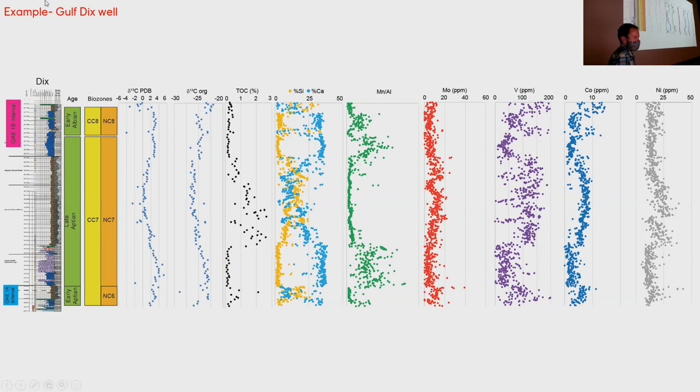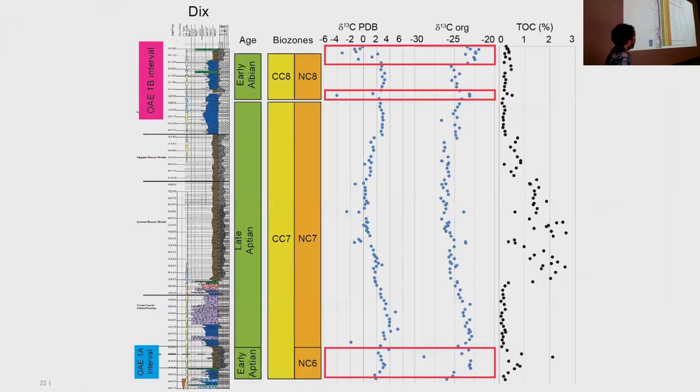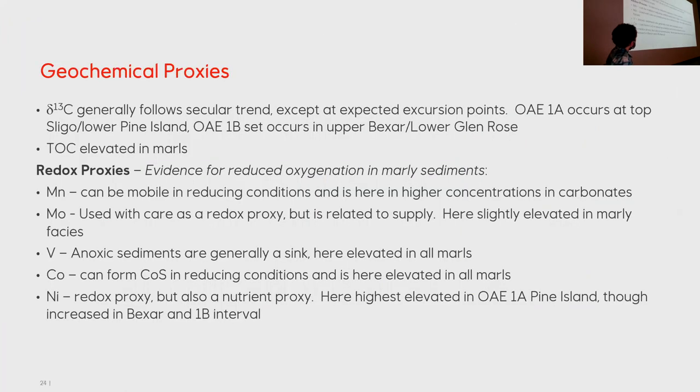So that tends to be one of the things you see in OAE1B. Also, quite a bit of the trace metals here show evidence for anoxic and suboxic settings and those sorts of things. So this is just a zoom in to look at the isotopes here.